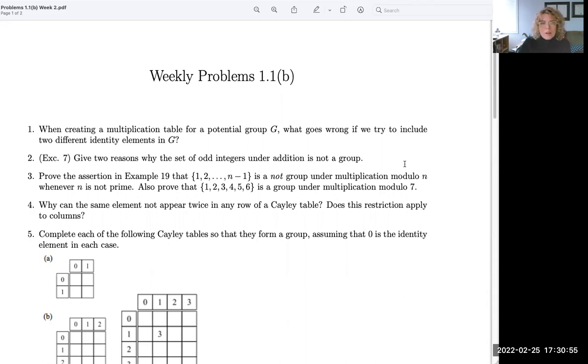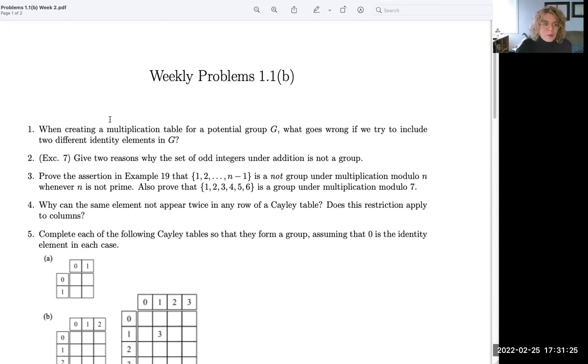Okay, so I would like to talk about some hints and solutions for the weekly problems 1.1b set. And again, this is not meant to be complete answers. It's meant to help you check to make sure that you're correct. I got a lot of feedback that students wanted some indication that they were on the right track. And so that is what this is meant to be.